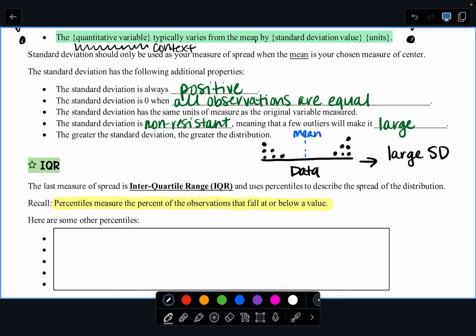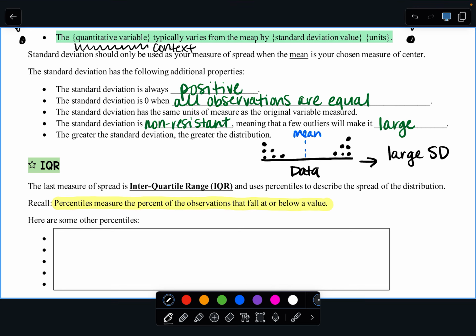Now, this last part just summarizes some other things about standard deviation. It's always positive because we square it. It's going to be 0 when all observations are equal. By that I mean, if by some miracle, I asked everybody who walked in the door how many siblings they had, and every single person said 2.